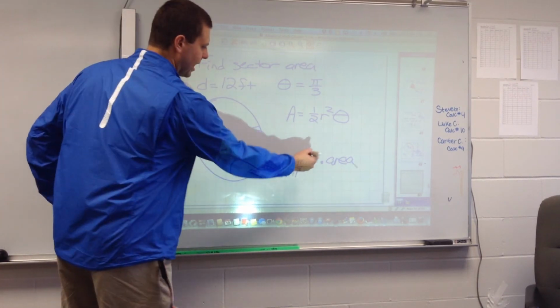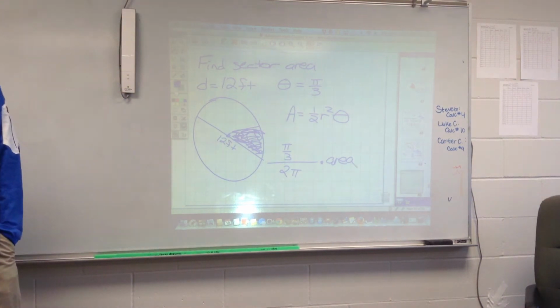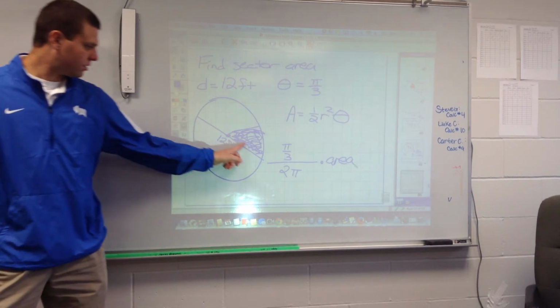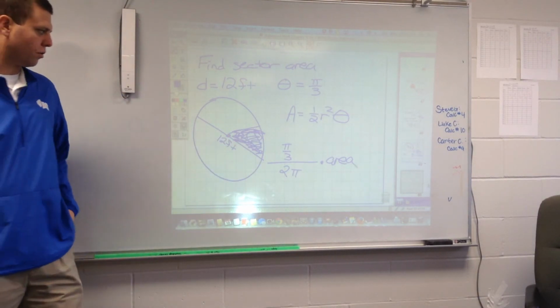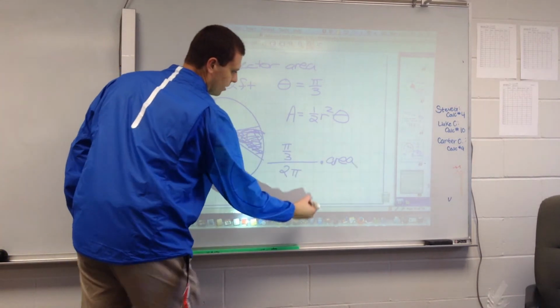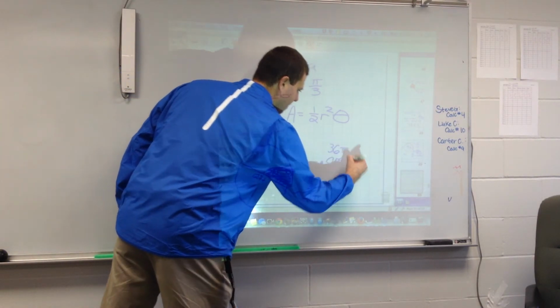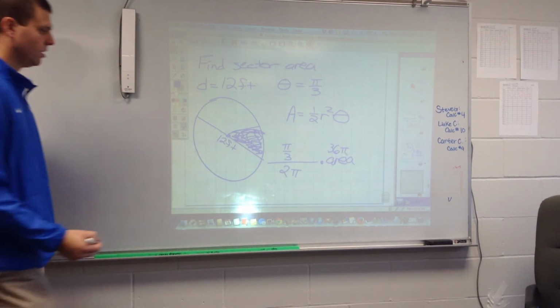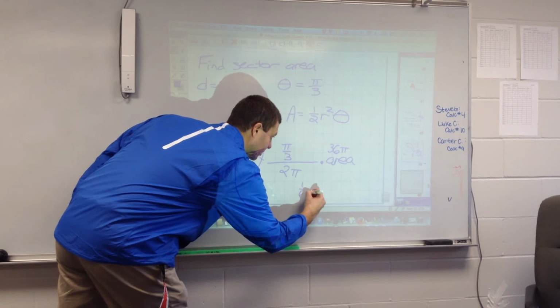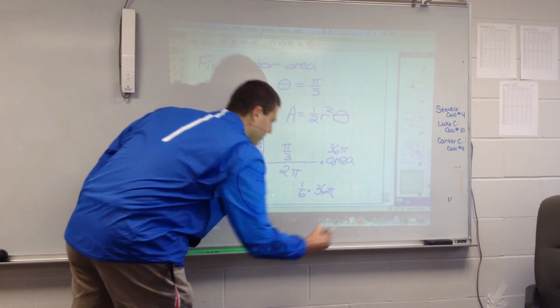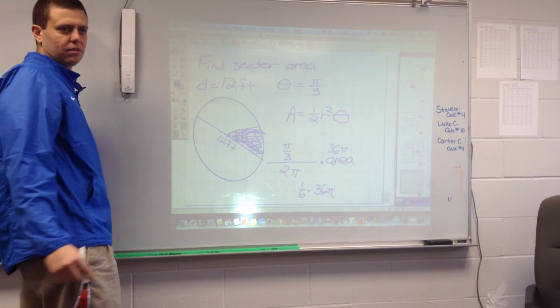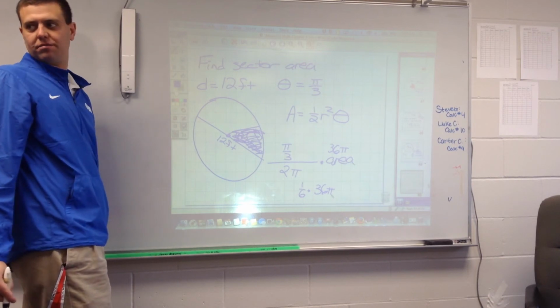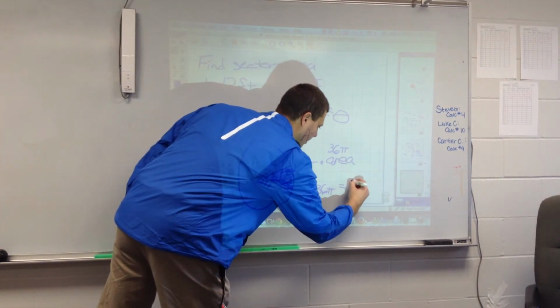Okay? And then take that times, now, you do need to remember the area formula of a circle. Pi r squared. Okay? So, if the radius is 6, 6 squared is 36, so 36 pi. So the area is 36 pi. Pi over 3 out of 2 pi is 1/6. So really you have 1/6 times 36 pi. Completely coincidental that this answer is also 6 pi.